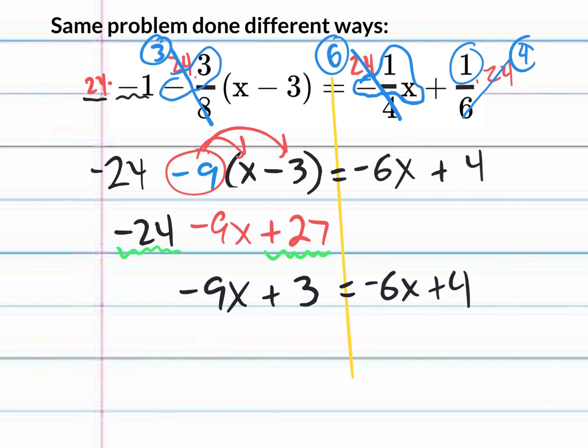Now we could worry about getting x by itself on one side. Where's the x at? Is it on the left side or the right side? It's on both sides. You got a -9x and a -6x. So it's up to you if you want to move this guy to the right or this guy to the left, whatever you guys prefer.